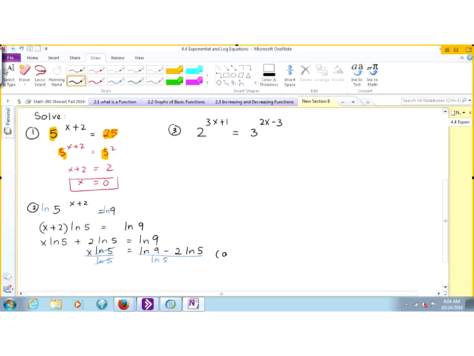Now, can we get an approximate value? This is your exact answer, but we need an approximate answer. What is actually (ln 9 minus 2 ln 5) divided by ln 5? Can we try to use the calculator? Yes, this one is calculator.